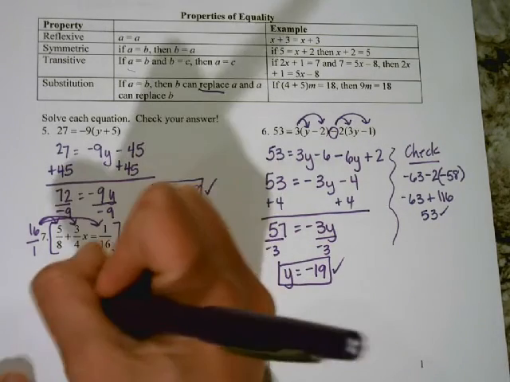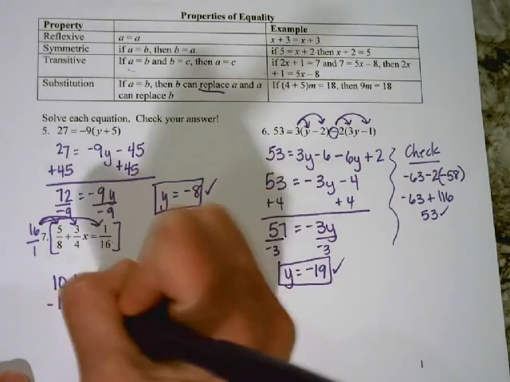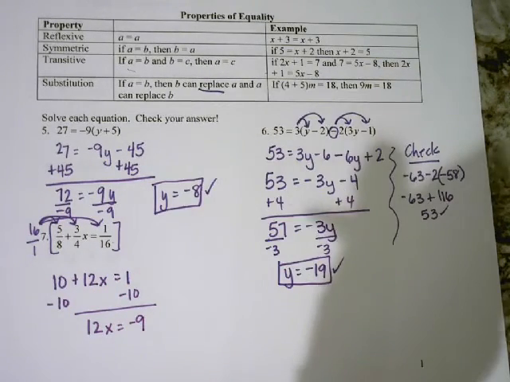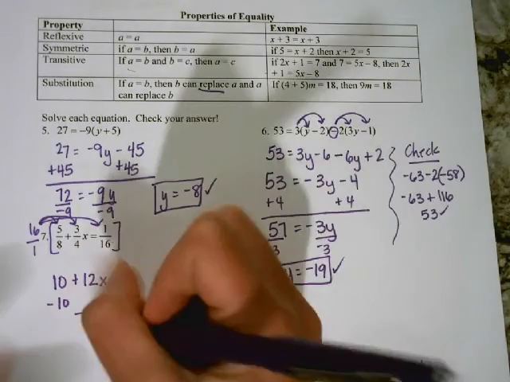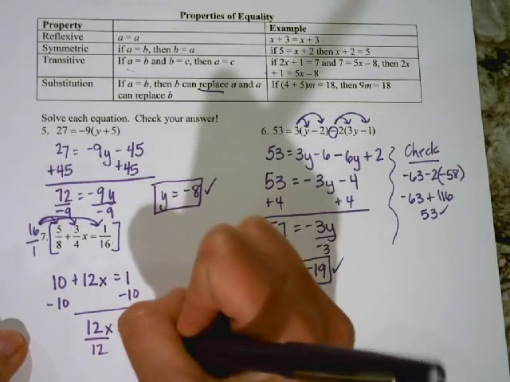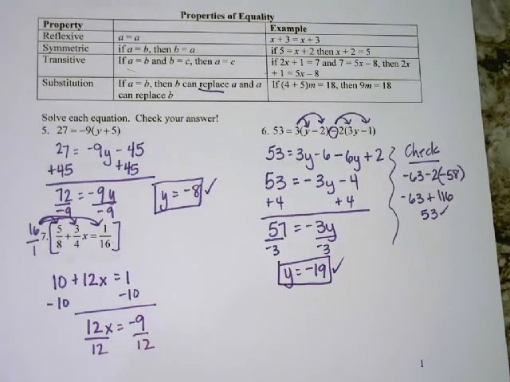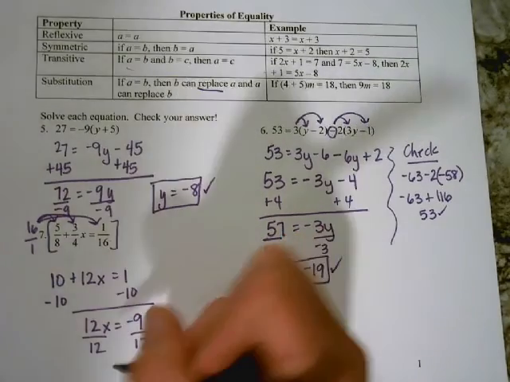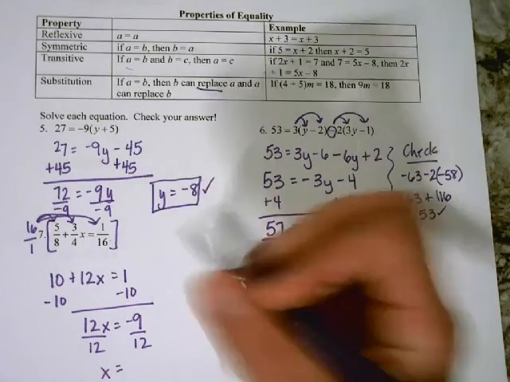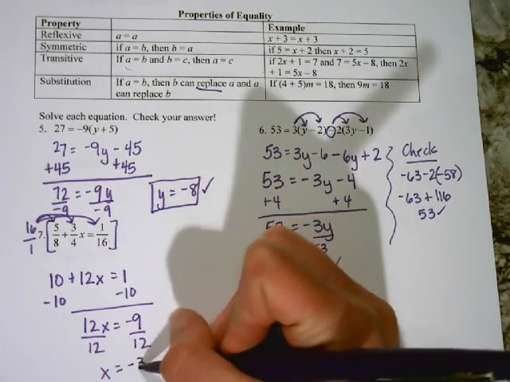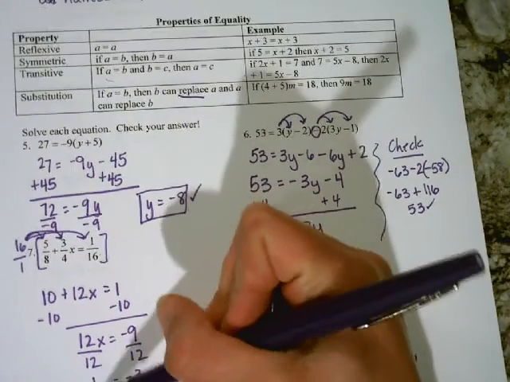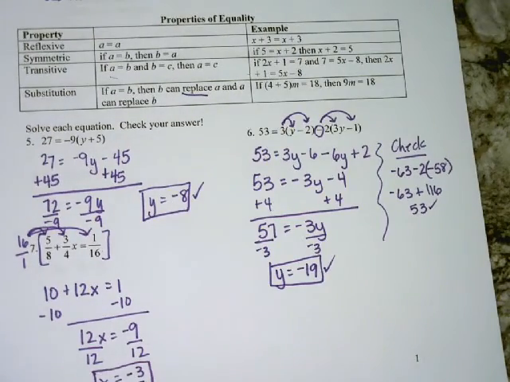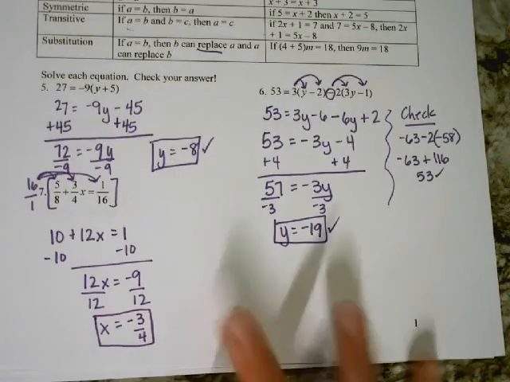All right, let's subtract 10 because we're trying to solve for x, so we want x all by itself. 12x equals a -9. Divide by 12. And then let's simplify that. 3 goes into both of those, so a -3/4. Again, as you've noticed, this is all review of stuff that you've seen in Algebra 1.